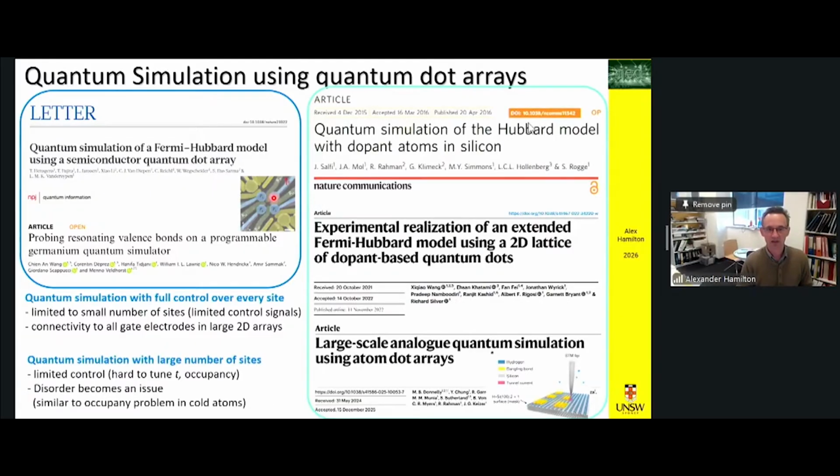The other approach is to take large numbers of sites and say, okay, I'm going to give up on having the individual control, but instead I gain a large number of sites. Of course, you want to make sure that the sites are all identical, so disorder is an issue, and this is sort of similar to the occupancy problem that happens in cold atoms. So at the moment, you've got a choice. Do I work with a small number of quantum dots where I've got good control, but difficult to simulate a large crystal? Or do I start with a large number of systems where I don't have individual control, but unfortunately now disorder becomes an issue?